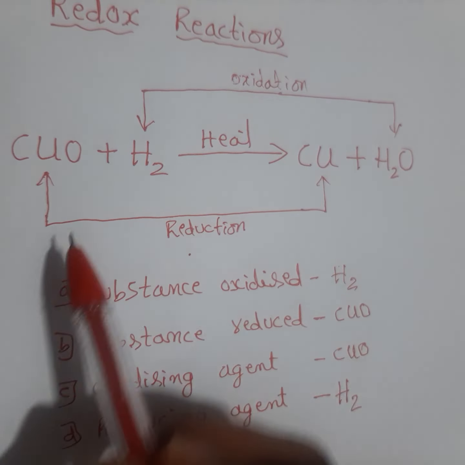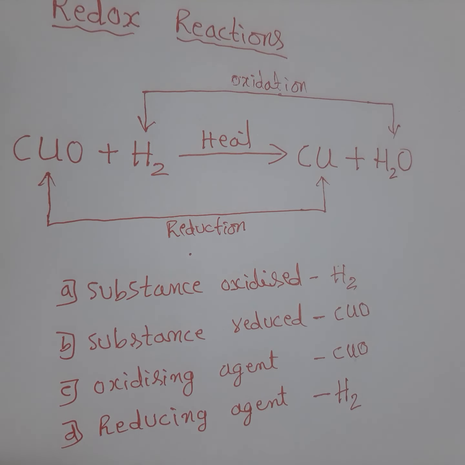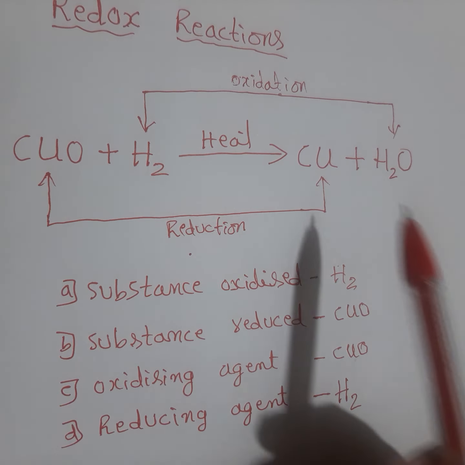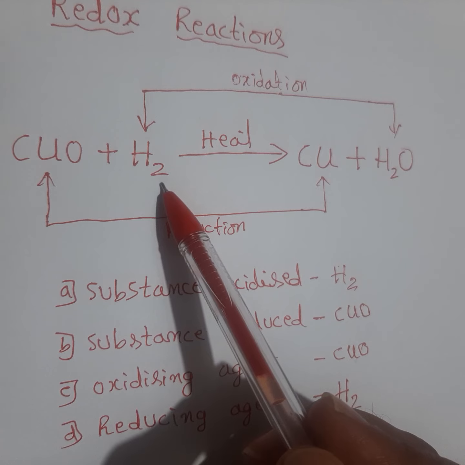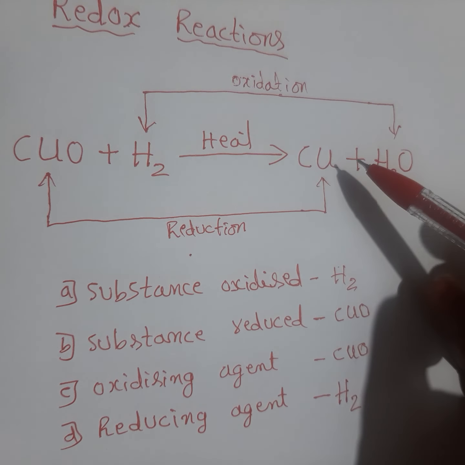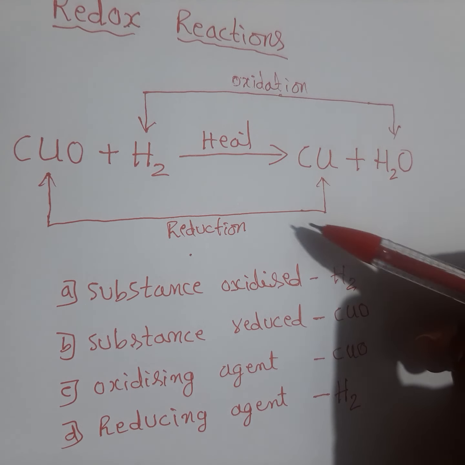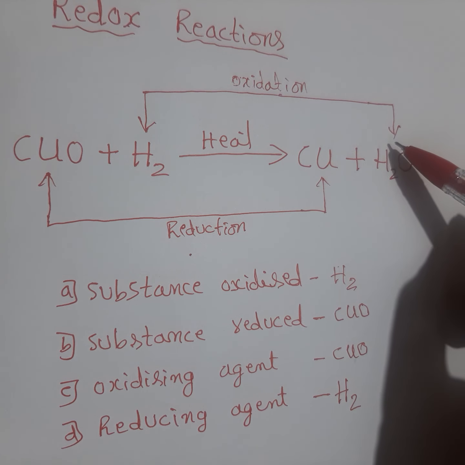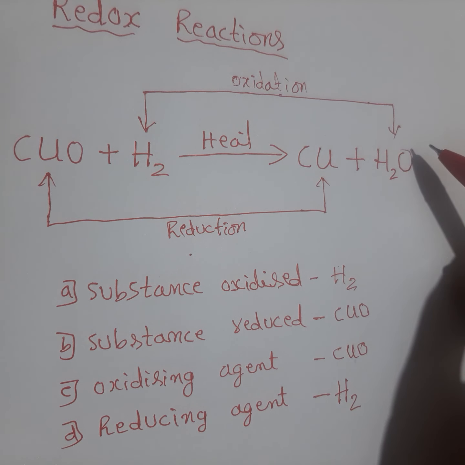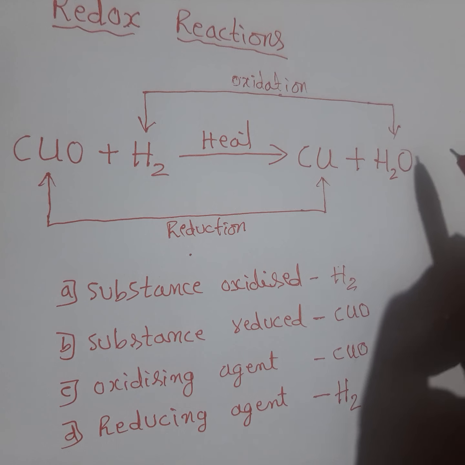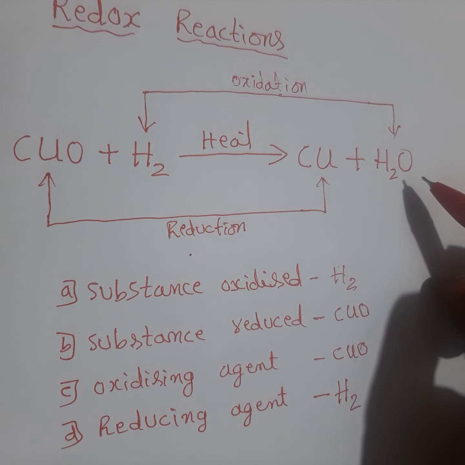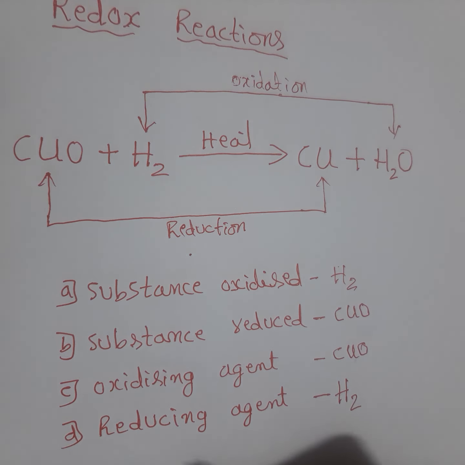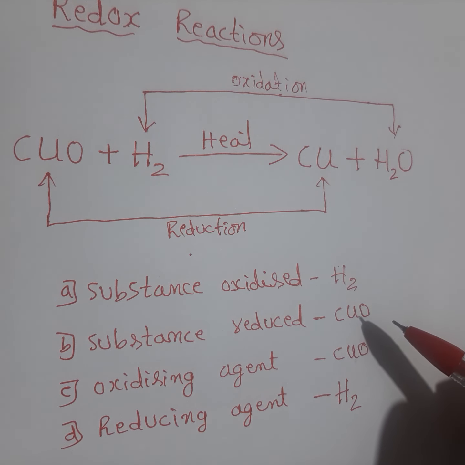If you look at this equation, copper oxide is the oxidizing agent and hydrogen is the reducing agent. Here copper is the reduced product and water, H2O, is the oxidized product. So this clearly tells us about redox reactions. This is an example of a redox reaction.